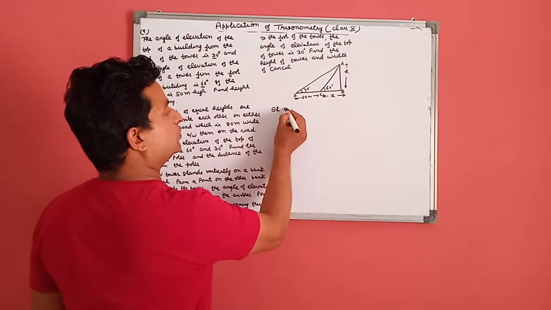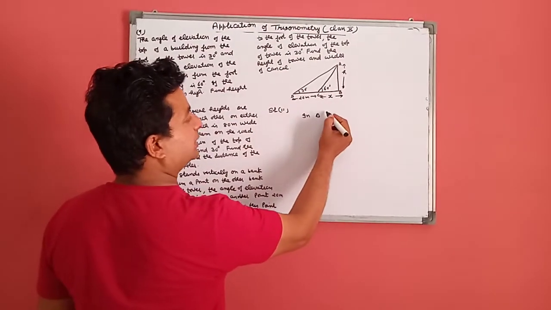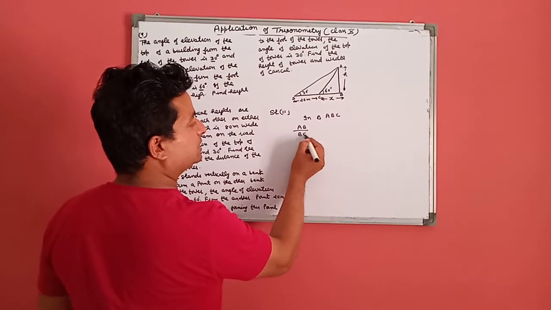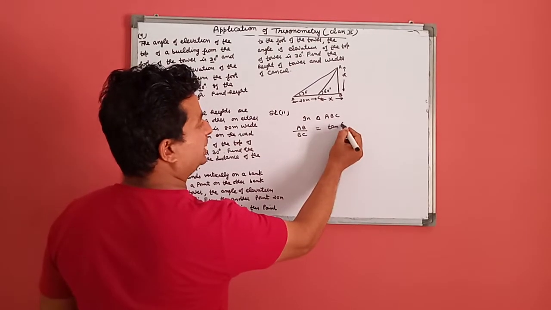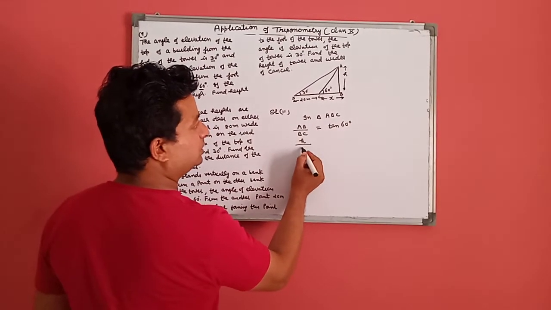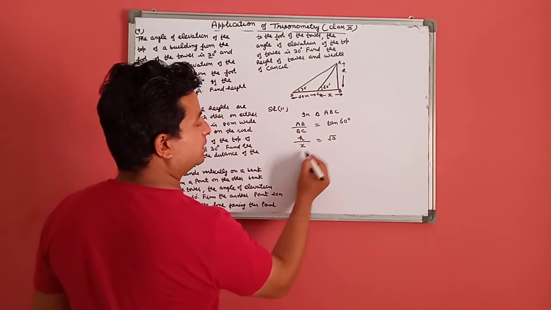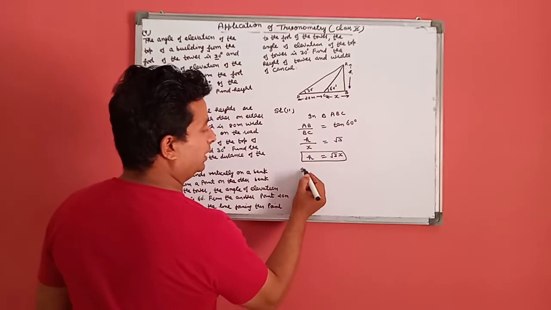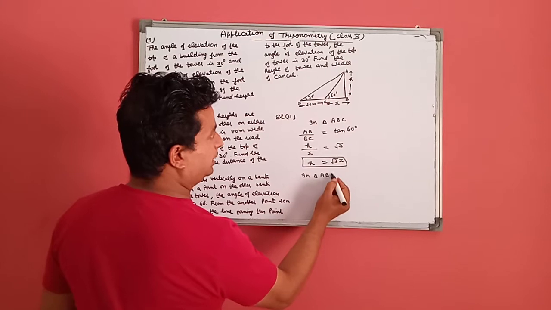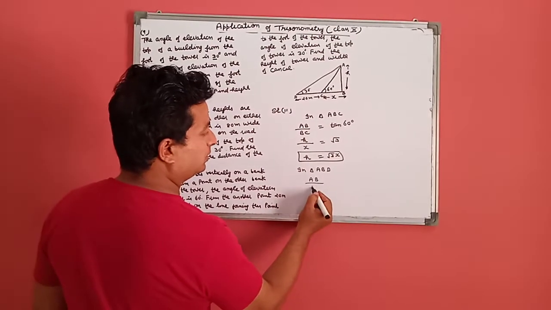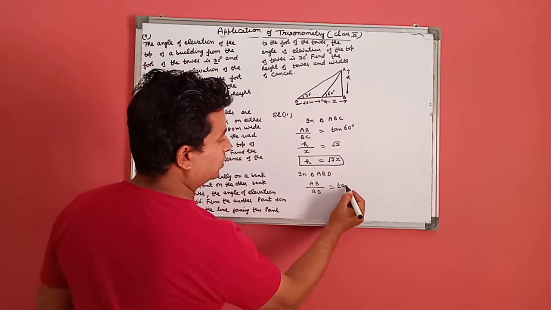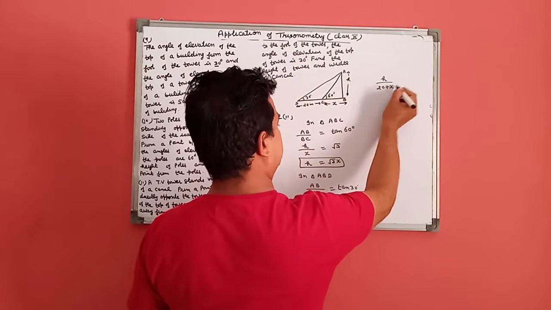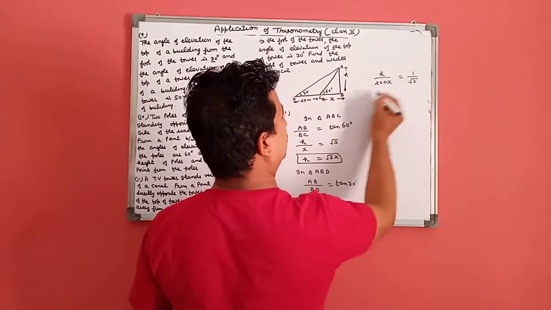So for solution of question number 11, first consider in triangle ABC, AB is perpendicular, BC is base. So perpendicular over base is tan 60. This is H, BC is X. Tan 60 is under root 3. So H is equal to under root 3x. In second triangle ABD, AB is perpendicular, BD is base. This is equal to tan 30. AB is H. This is 20 plus X. Tan 30 is 1 upon under root 3.